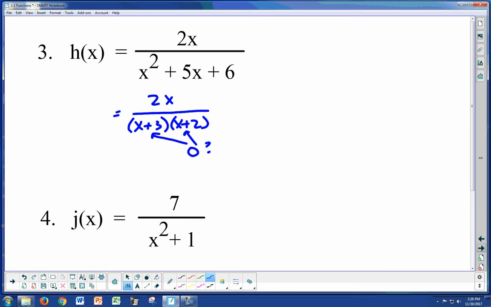So we don't want to have zeros in our denominators. In this case, negative 3 would be the culprit over here. Negative 2 would be the culprit over there. So I'll go ahead and state that in this case, the domain is x. Oh, that is a nasty looking brace, isn't it? Let me rewrite that. The domain is x such that x is not equal to negative 3 or negative 2.